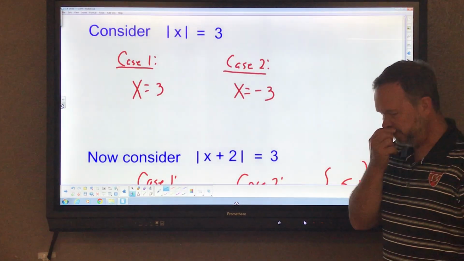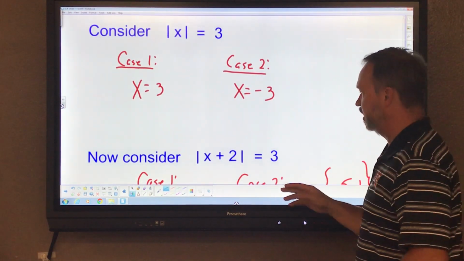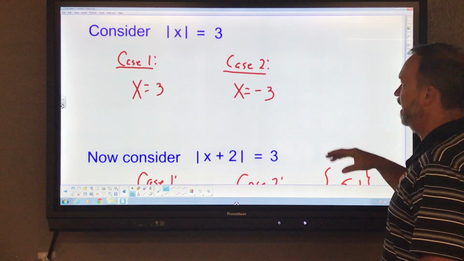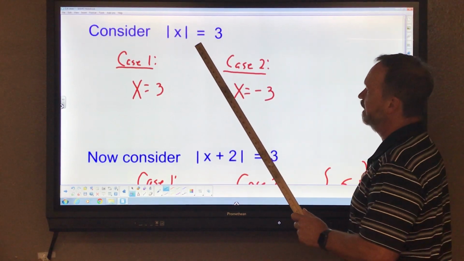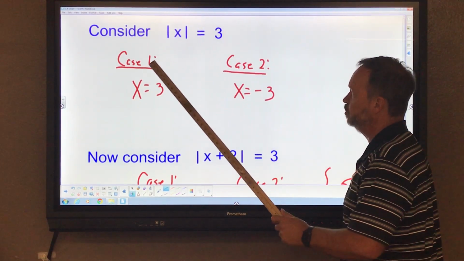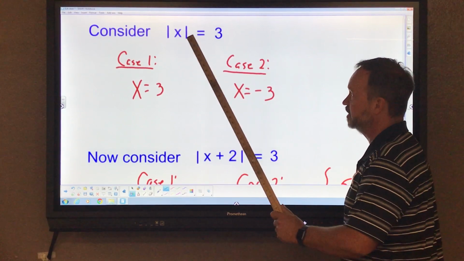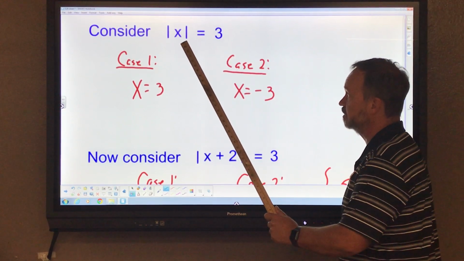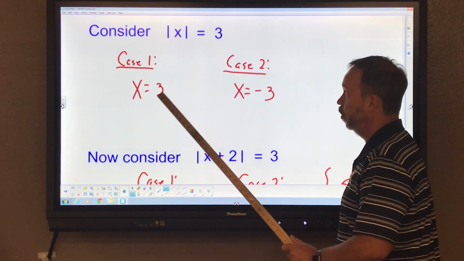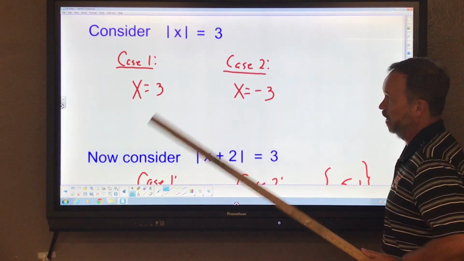All right. So in Algebra 1, we would have done this. I just wrote it up here because I want to remind you. If we have an absolute value equation, we have 2 cases. Because what we don't know is if the thing in here that's equal to 3, we don't know if it's a 3 or a negative 3. We don't know.